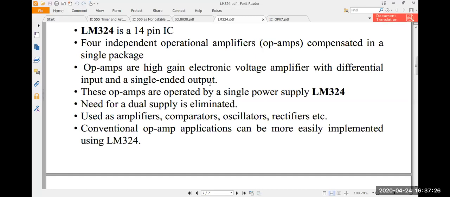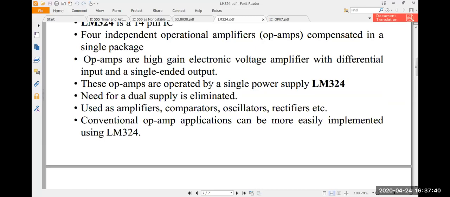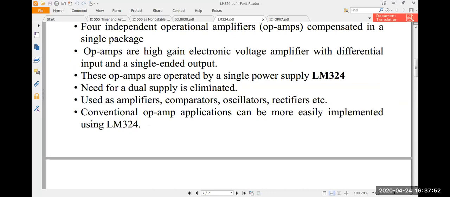See, LM324, why are we learning this? Because the central component as far as analog circuits is concerned is an operational amplifier. So this LM324 can be used along with this operational amplifier for different applications. I mean, with the help of this LM324, whatever applications we have learned can be easily implemented.